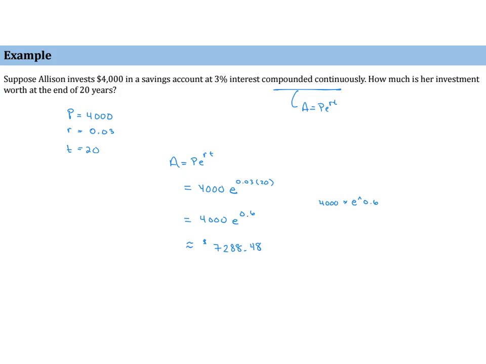Now, always make sure that this is reasonable. Notice $4,000 invested at 3% is never going to make her $1 million after 20 years. So just be careful, make sure that your answers make sense.